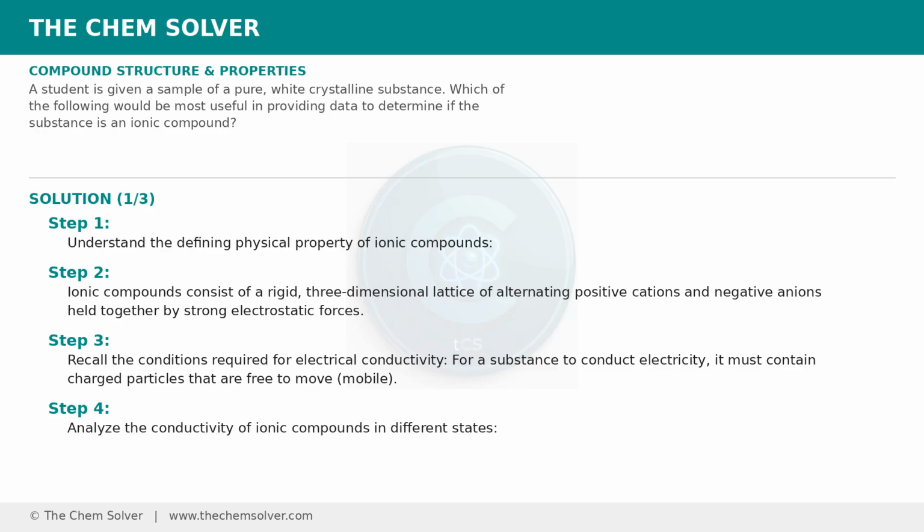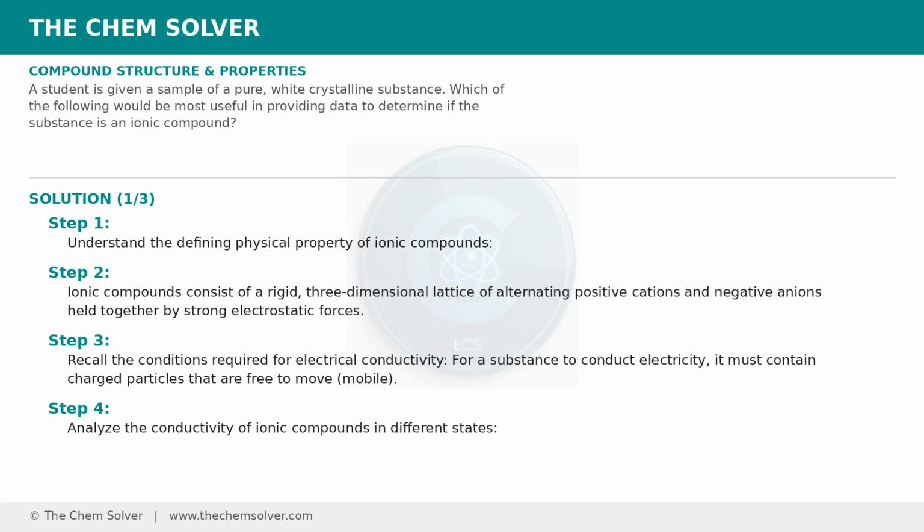Understand the defining physical property of ionic compounds. Ionic compounds consist of a rigid, three-dimensional lattice of alternating positive cations and negative anions held together by strong electrostatic forces. Recall the conditions required for electrical conductivity. For a substance to conduct electricity, it must contain charged particles that are free to move, mobile.